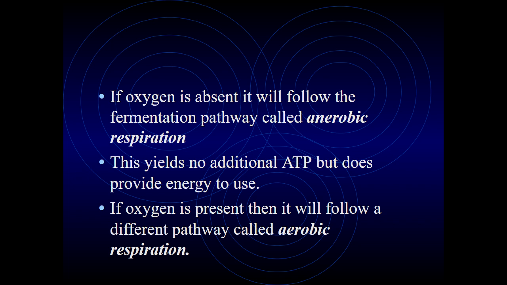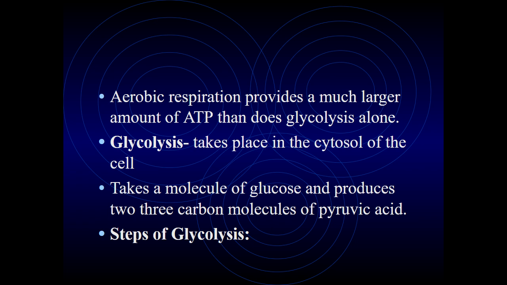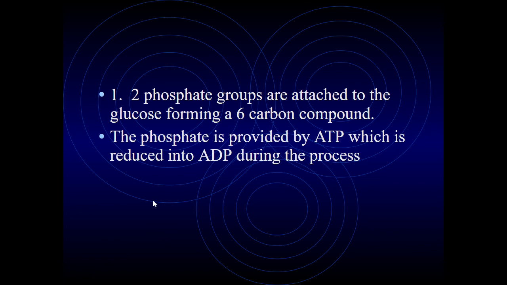Remember, aerobic, think of doing aerobics. That would be swimming, running, things that you need to breathe a lot to have energy. So aerobic respiration provides a much larger amount of ATP than glycolysis does alone. Glycolysis takes place in the cytosol of the cell. So it takes a molecule of glucose and produces 2 molecules of 3-carbon pyruvic acid.